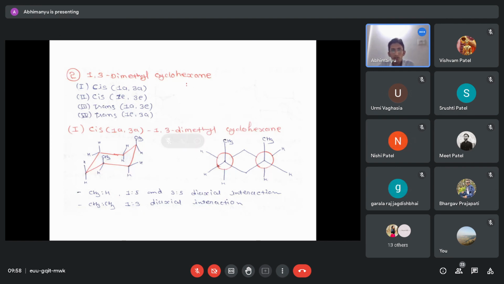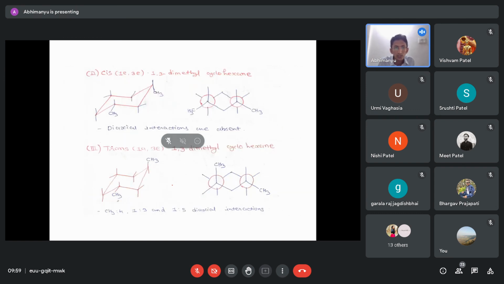Do you know what will happen in 1,3 dimethyl? Now if 1 and 2 are axial, that was trans, but 1 and 3 both axial will be cis. 1 and 3 means 1 axial 3 axial cis. 1 axial 1 equatorial, 3 equatorial cis. 1 axial, another equatorial trans, and 1 equatorial 3 axial cis. So the first example is 1 axial 3 axial. So which repulsions are possible here? 1,3, 1,5, yes, and 3 and 5. So 1,5 and 3,5 diaxial CH3 H interaction, and 1,3 diaxial CH3 CH3 interaction is possible.